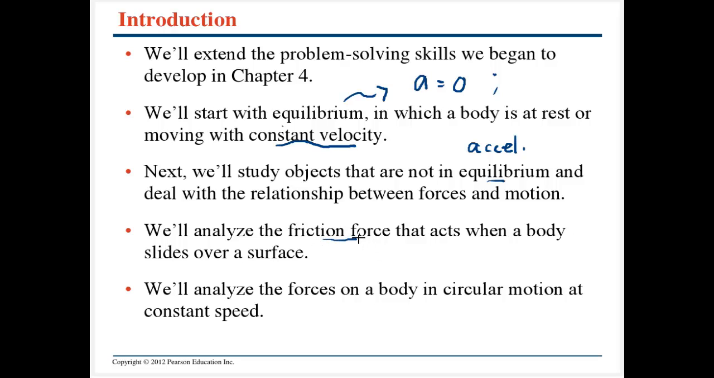As I said earlier, we're going to look at the frictional force that acts when a body slides over an object, and the two types of frictional force. And last, we're going to look at the forces that are on a body in circular motion at constant speed. You might also see the words uniform circular motion, meaning constant speed.